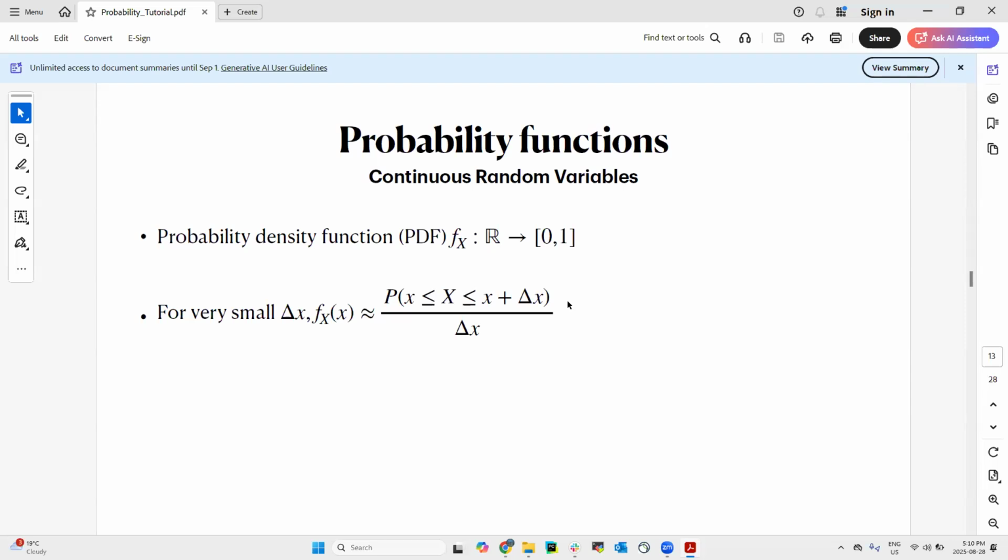To solve that issue, we define the probability for an interval. When we say the probability of someone being, I don't know, 5'9", we don't mean exactly 5'9". We also accept some sort of error. That's why we formally define it like this: the random variable X taking on a value that is approximately equal to x, with a certain error delta x. Make sense? Any questions?